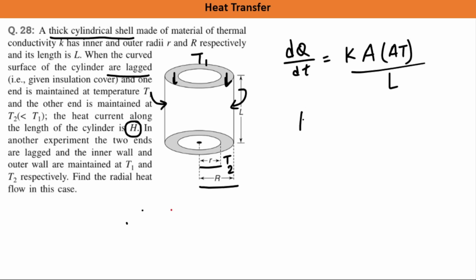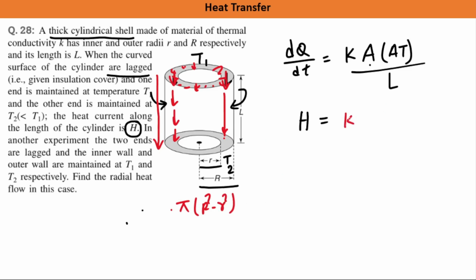So dQ by dt, H, is given. Are A and L these things constant? You check. Here L is this, along this length the current is flowing. So at this point it started, from this point it started coming out, and throughout this length L, it is passing through this shaded cross section only. So everywhere the cross section area is the same. A is the same. A is how much? A is equal to pi times R squared minus small r squared. Done? So this is this thing.